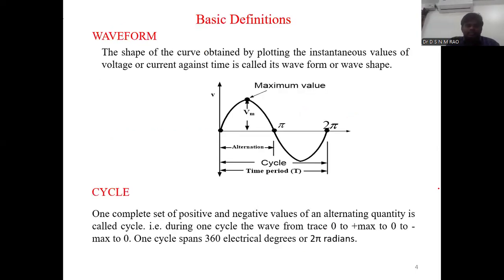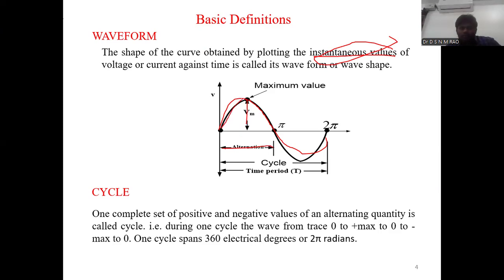Next definition is waveform. The shape of the curve obtained by plotting the instantaneous values of voltage or current against time is called a waveform or wave shape. So first of all we should know what an instantaneous value is. The plot is obtained by instantaneous values against time. This is the maximum value. This is one alternation.